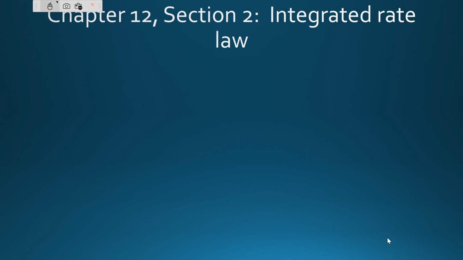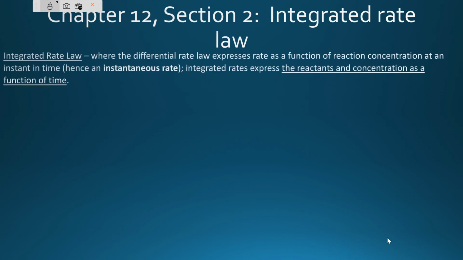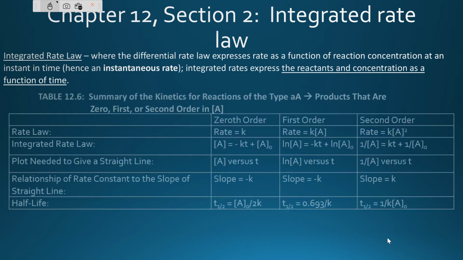We looked at different types of rate laws, and now this section is all about the integrated rate law. Just a quick review: we did a differential rate law that was taking a look at concentration versus rate, and now we're taking a look at the integrated rate law. The differential rate law expresses rate as a function of reactant concentration at an instant in time. It's a little bit different where we see concentration this time versus rate. The integrated rate law expresses reactant concentration as a function of time.